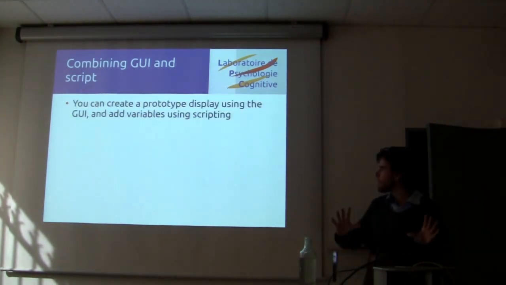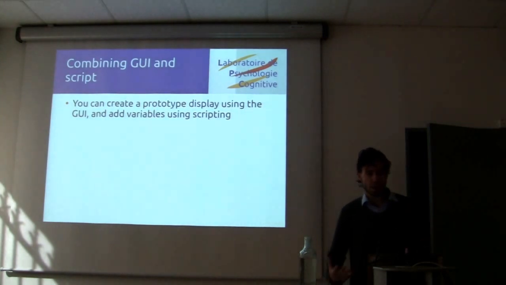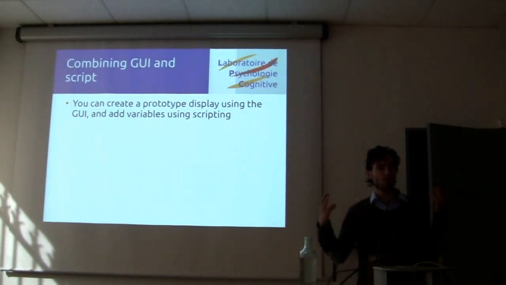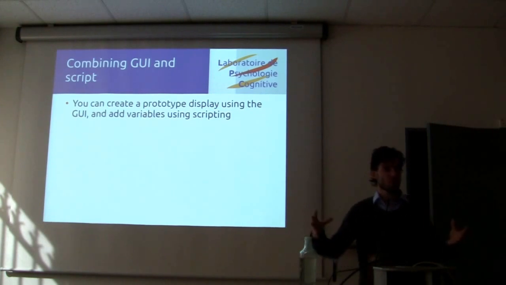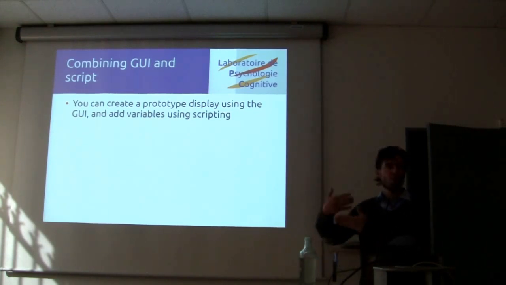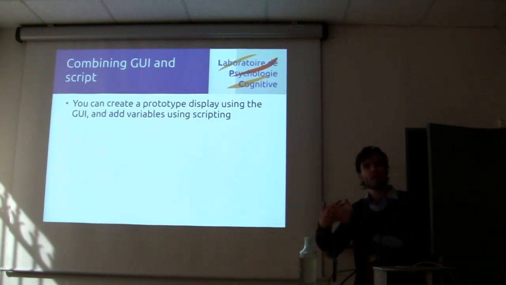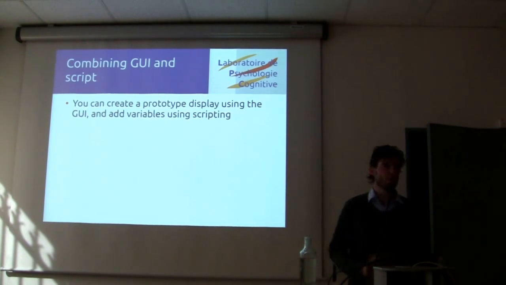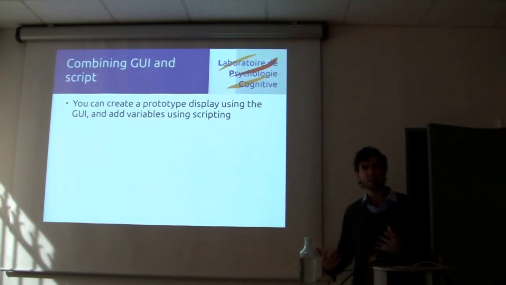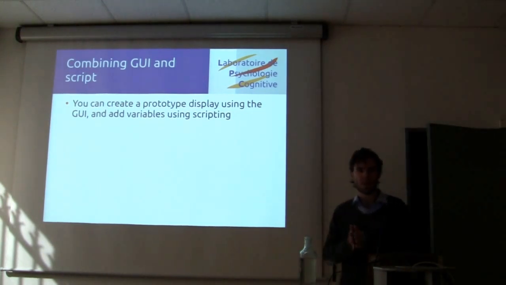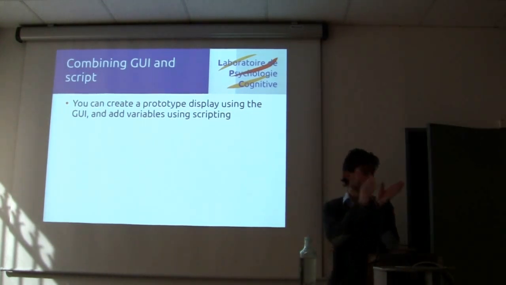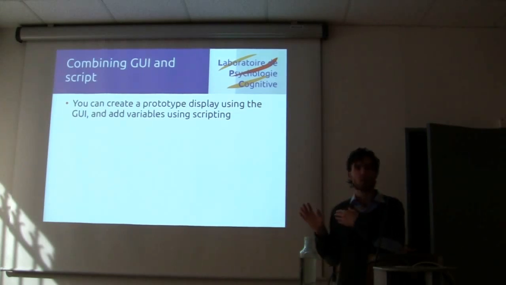For example, I guess you could say a design pattern is to create a prototype display in the GUI and then make it variable using the script. So let's say that in an experiment you have a trial that shows some stimulus display that is the same on every trial, but not exactly, right? For example, you might have a smiley on every trial in the gaze cueing paradigm, but sometimes the smiley looks straight ahead, sometimes it looks to the left, and sometimes it looks to the right.